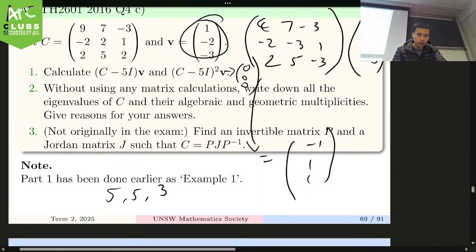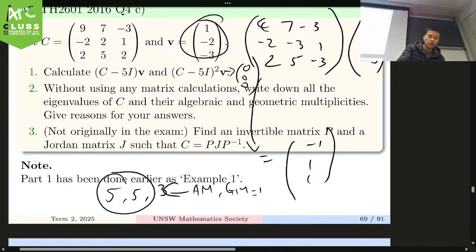And then once again, each of these. Oh wait, no, that's AM GM is both 1, so 3. But then for 5 here, the idea is that if we'd have another vector that's actually not necessarily okay, but the algebraic multiplicity of this, surely that's 2.